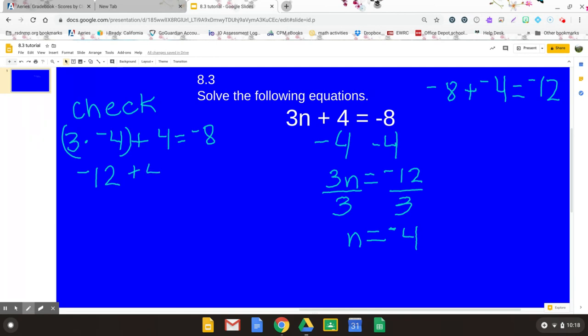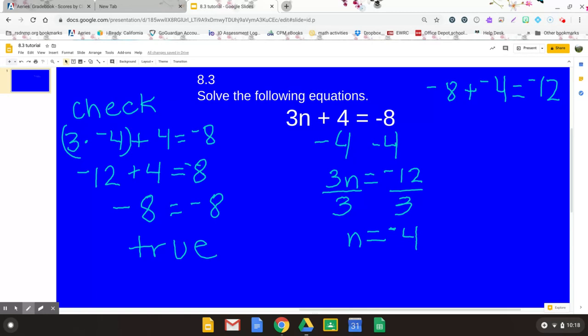Negative 12 plus 4. Now I'm going to ask myself, do I have more positive or more negative in my addition? I have more negative, so that tells me my answer is going to be negative. How many more? I have 8 more. I forgot to add my subtraction when I brought my negative 8 down here. So this is negative 8. So negative 8 equals negative 8. That is true. So I know that n equals negative 4.